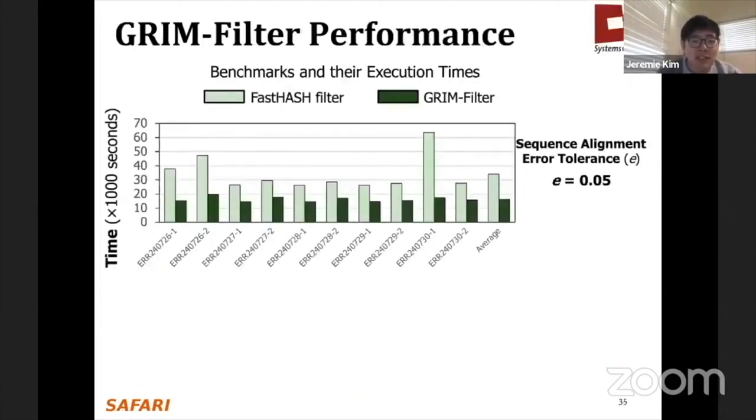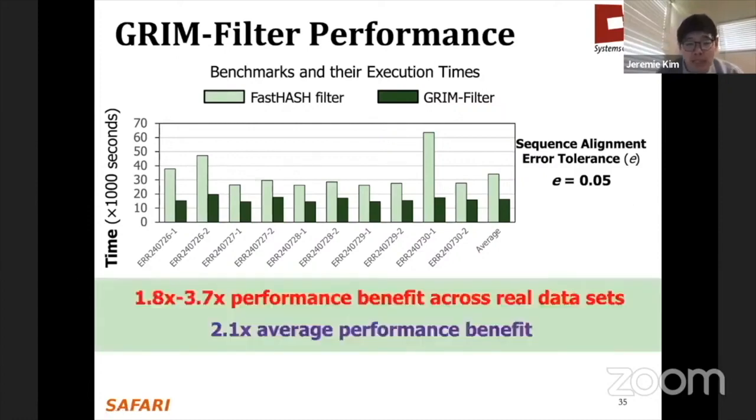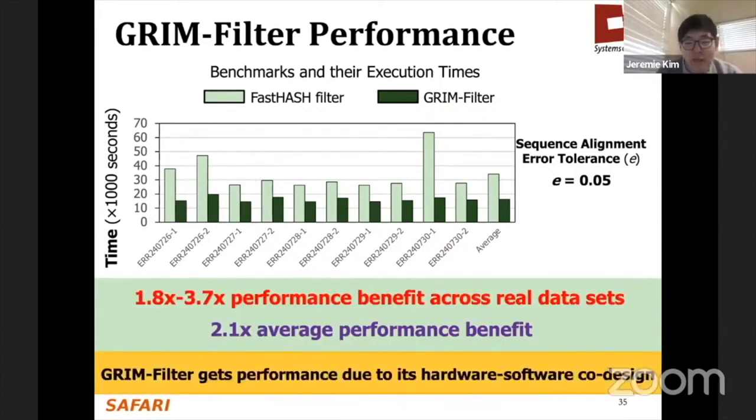Here we have the plot of performance, where the y-axis shows the time in units of 1,000 seconds. On the x-axis, we show the different data sets. This is just how we label the data sets in bioinformatics. We plot both the FastHash filter and Grim-Filter for total execution time, and we use a sequence alignment error tolerance of 5%, which is pretty typical. We find that we get a performance benefit of up to 3.7x here, and on average 2.1x. Grim-Filter gets a lot of performance due to its hardware and software co-design.